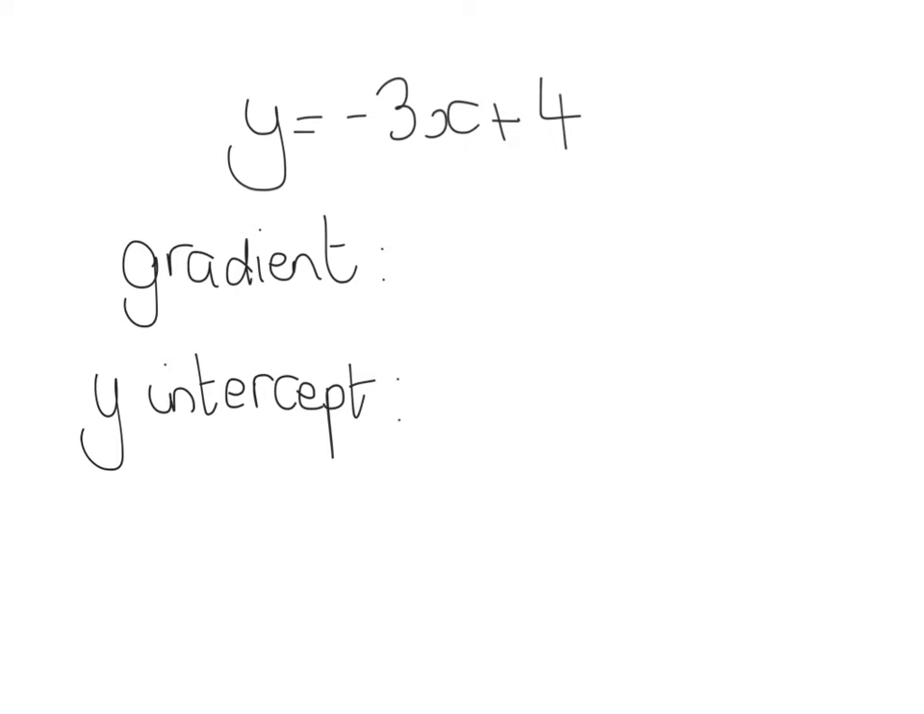This one here is slightly different, because the number in front of the x this time is minus 3. So this time the gradient is minus 3 and the number at the end is plus 4. So this graph has a gradient of minus 3 and cuts the y-axis at 4.